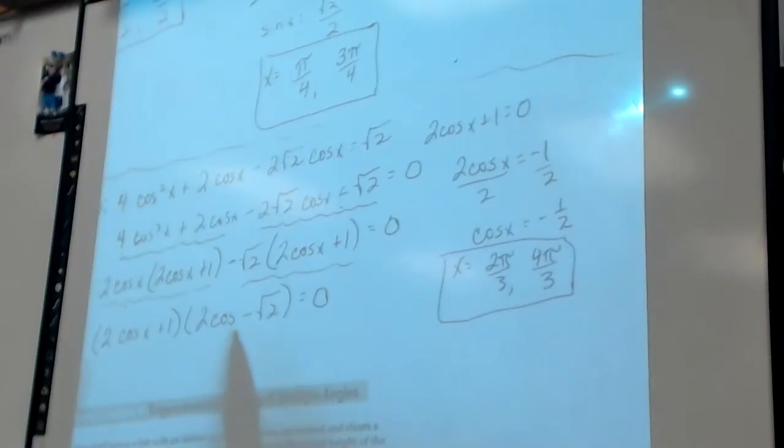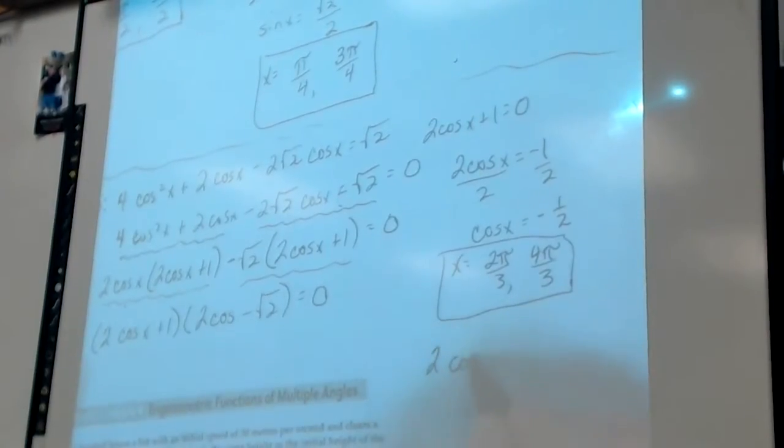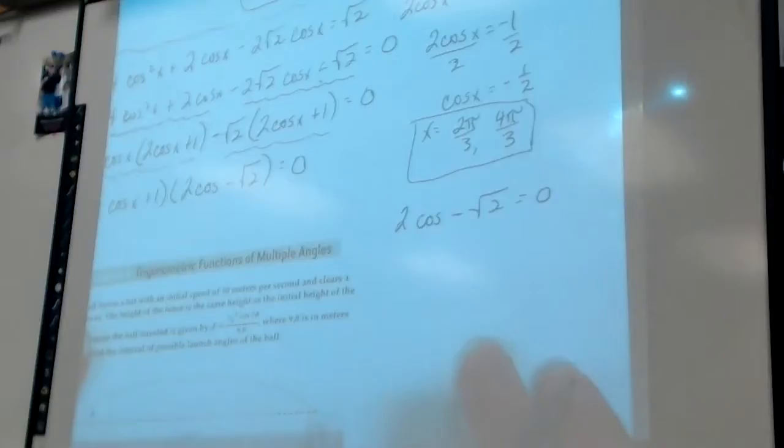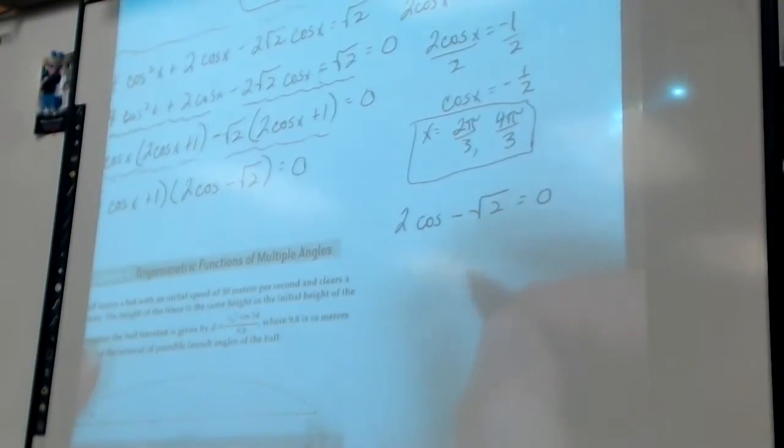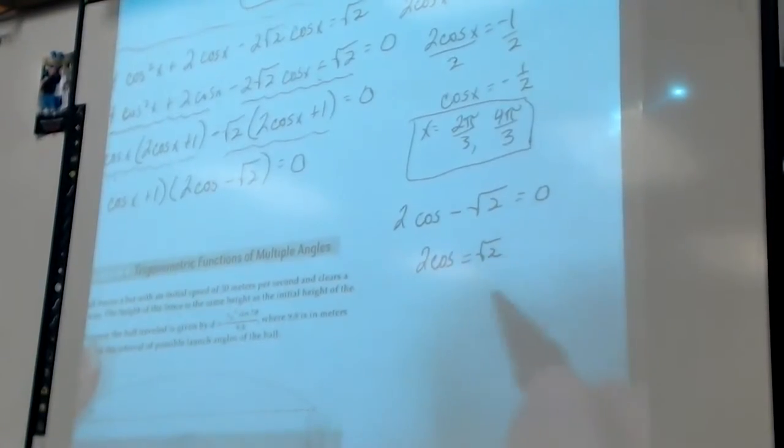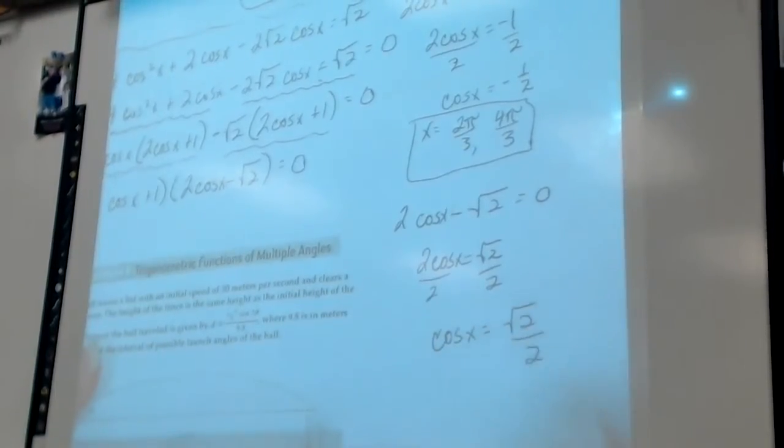Now we want to set this one equal to 0. 2 cosine x minus the square root of 2 equals 0. What do we want to do first? Add the square root of 2. So 2 cosine x equals the square root of 2. Then we divide by 2, and we get cosine x equals positive square root of 2 over 2.